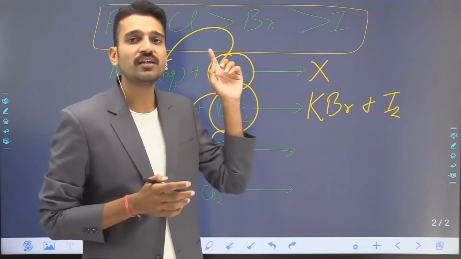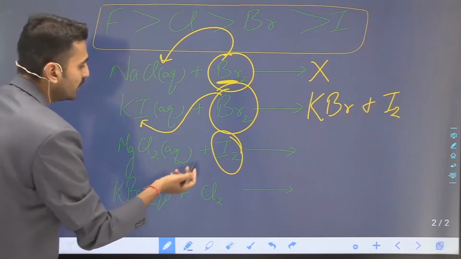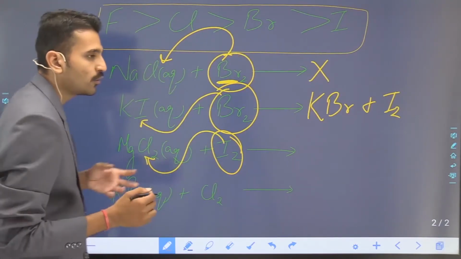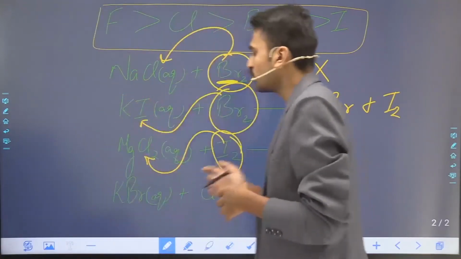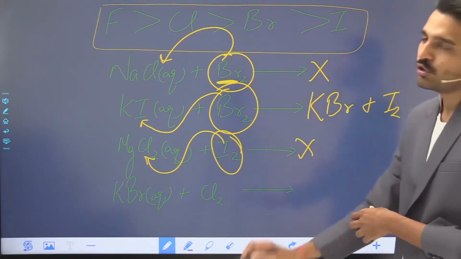This table here is of halogens. So iodine is less reactive than bromine, chlorine and fluorine. So iodine is not able to displace chlorine from its salt solution. So what is happening here? Here this particular reaction will also not occur.